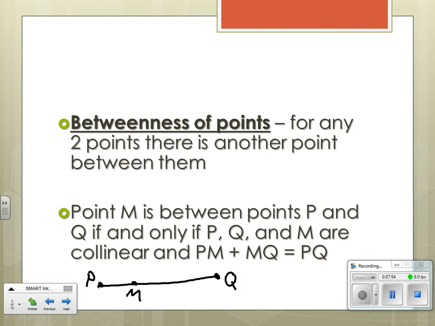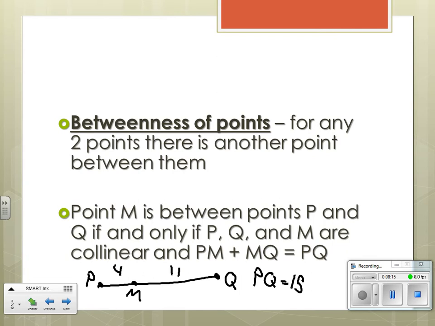That would be like, let's say I know that this is 4 and I know that this is 11. What does that mean as far as how long PQ is? If this is 4 and that's 11, PQ would have to be 15. So write that down.